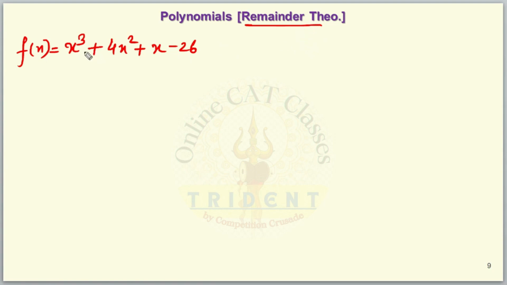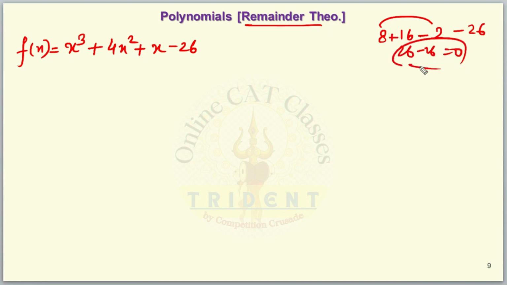Let's try that with x equals 2. So this is 8. Okay, I can write it somewhere. You can remember these numbers also. This is 4 4s are 16, plus 2, minus 26. Now if you pay attention, 8 and 2, 10, and 16, that is 26, minus 26 equals 0. That means x equals 2 satisfies. In other words, x minus 2 is a factor.